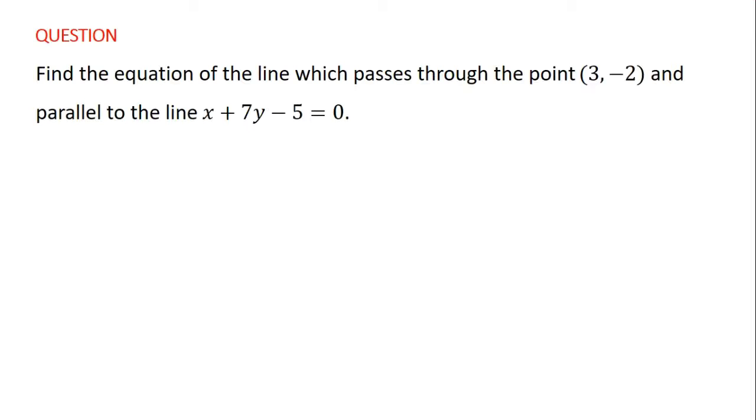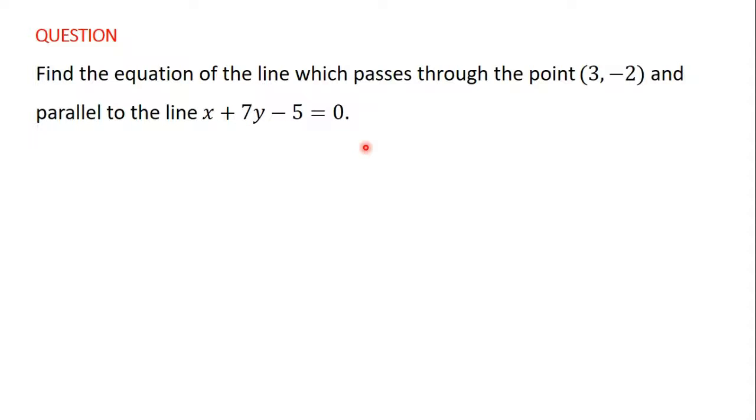The question for this video is: find the equation of the line which passes through the point (3, -2) and parallel to the line x + 7y - 5 = 0. So a straight line passes through the point (3, -2), and this straight line is parallel to the line x + 7y - 5 = 0.